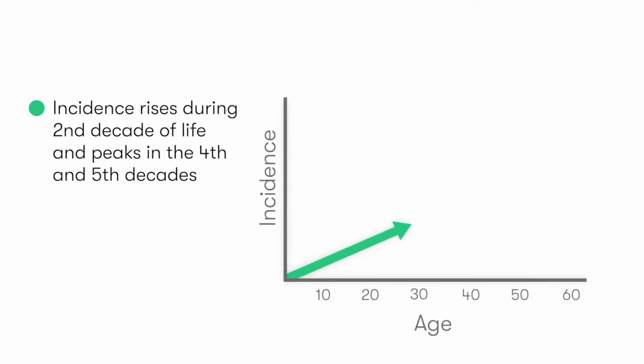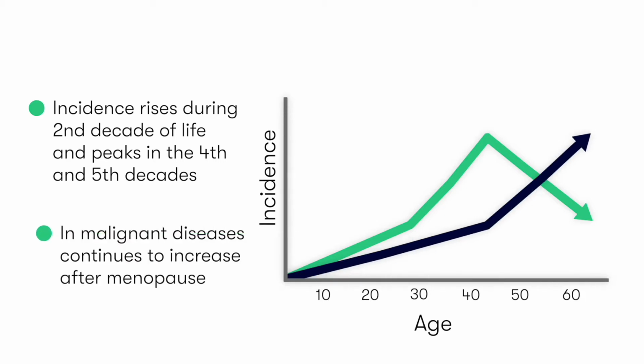The incidence of benign breast disease rises during the first 2 decades of life, and then tends to peak within the 4th and 5th decades. Importantly, this is in contrast to breast malignancy, in which the incidence continues to increase after the patient has undergone menopause.